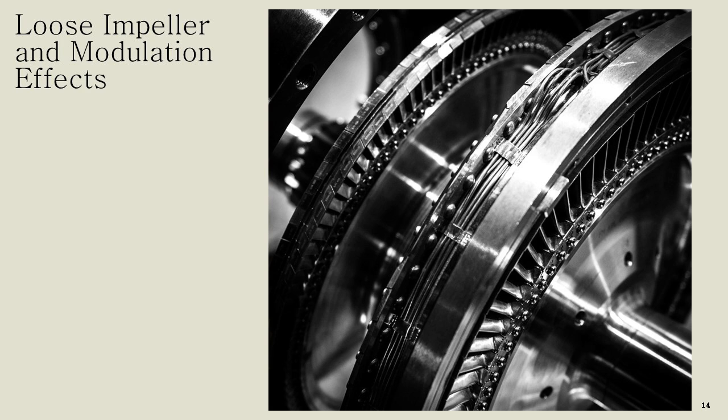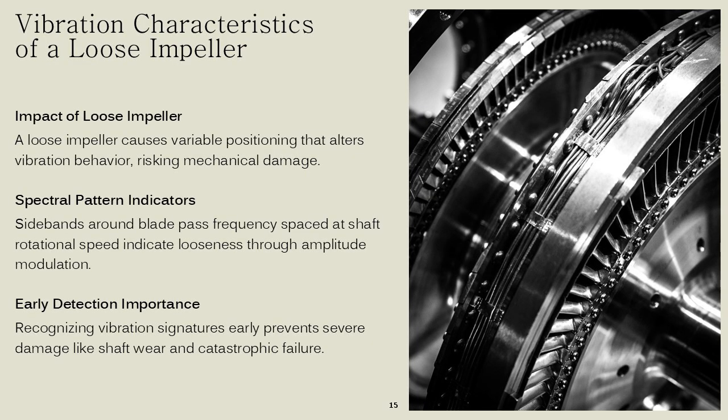Vibration characteristics of a loose impeller. A loose impeller on the shaft is a serious mechanical condition that can significantly alter vibration behavior in centrifugal machines. When the impeller is not rigidly fixed, its position relative to the shaft and casing can vary slightly during rotation. This variation modulates the forces generated at blade pass frequency, resulting in a characteristic spectral pattern. The most common indicator is the presence of sidebands around the blade or vane pass frequency, spaced at the shaft rotational frequency, 1 order. These sidebands arise from amplitude modulation caused by the changing blade-to-casing clearance or fluctuating hydraulic loading.